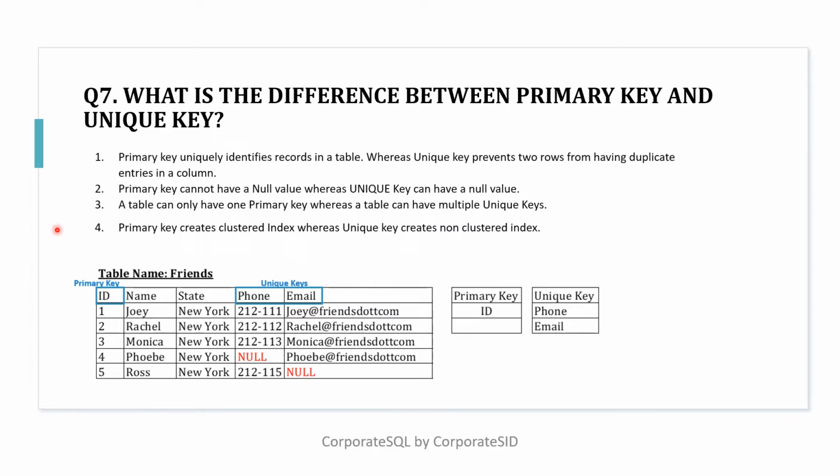Number 4, primary key creates clustered index, whereas unique key creates non-clustered index. This is the difference between primary key and unique key.